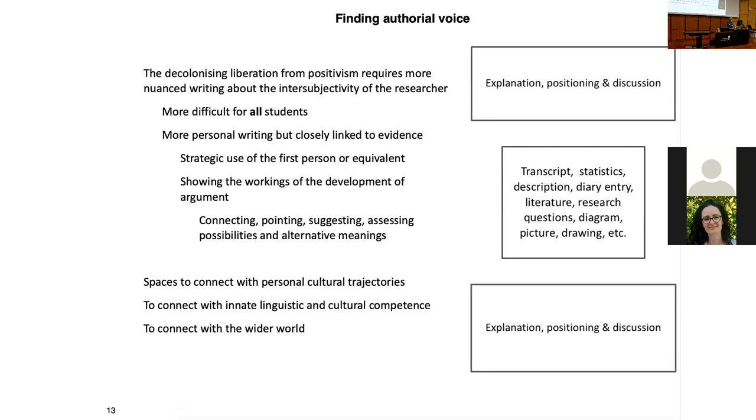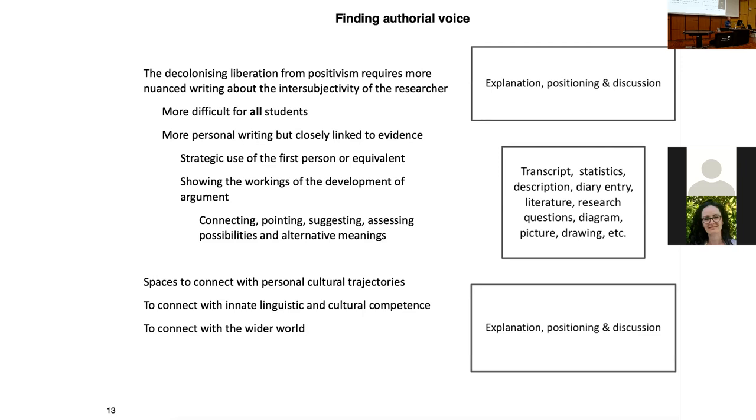And I have to rush here a little bit. This is a sort of image of part of a piece of academic writing. You've got your things that you're writing about: transcripts, statistics, descriptions, diary entries, including your research questions. And they're there. What seems to be a problem, and I've noticed this with British students and international students, is that nobody seems to really know how to write about these things using a powerful personal voice.